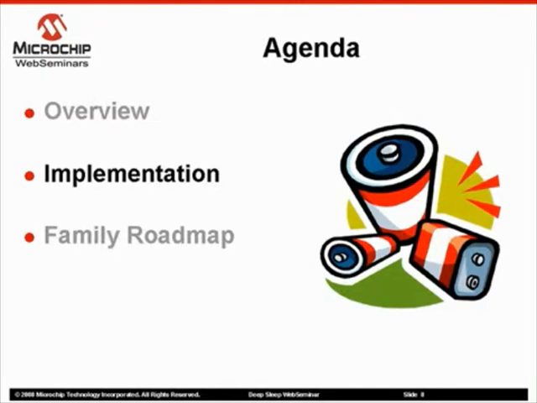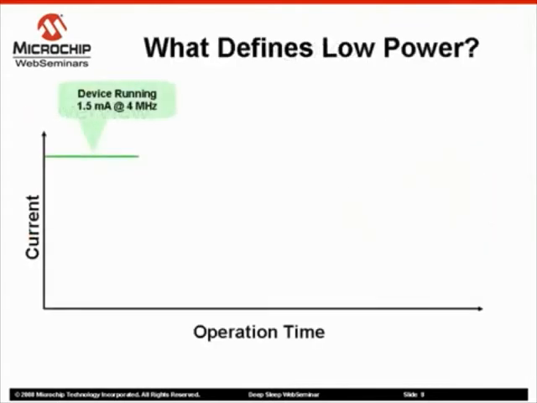Now that I've introduced what deep sleep is, let's take a closer look at how an application can lower average current consumption by implementing deep sleep. This graph shows a typical low-power application actively running at 4 MHz with a current consumption of 1.5 milliamps. Not bad, but still enough power consumption to drain a battery within a month or two.